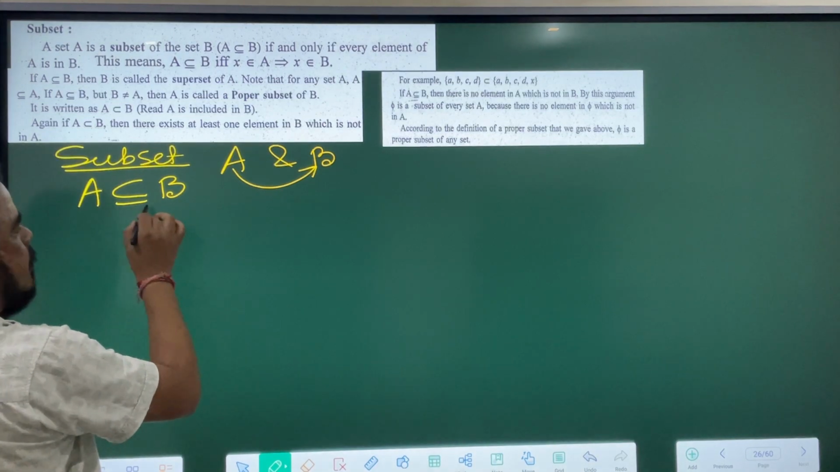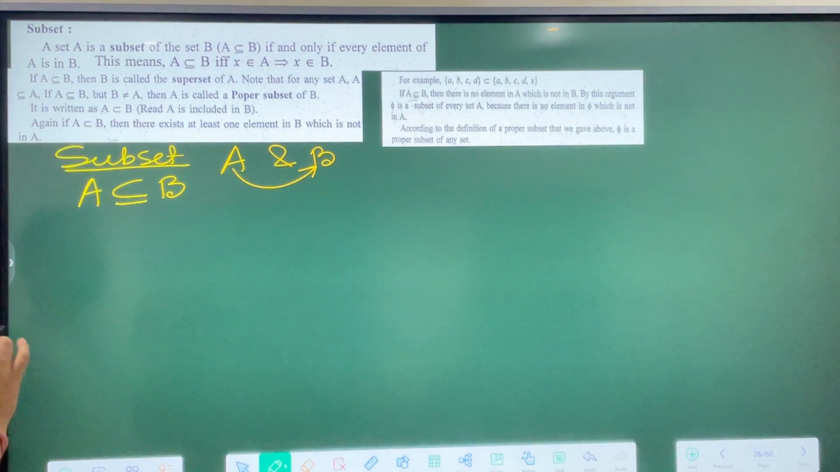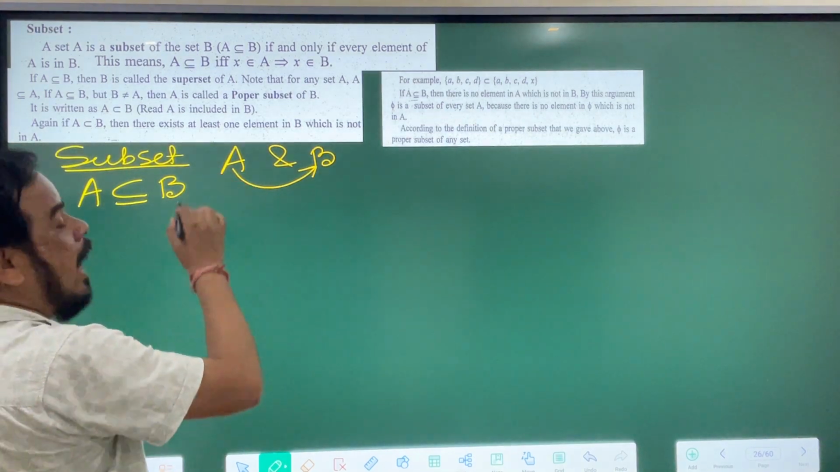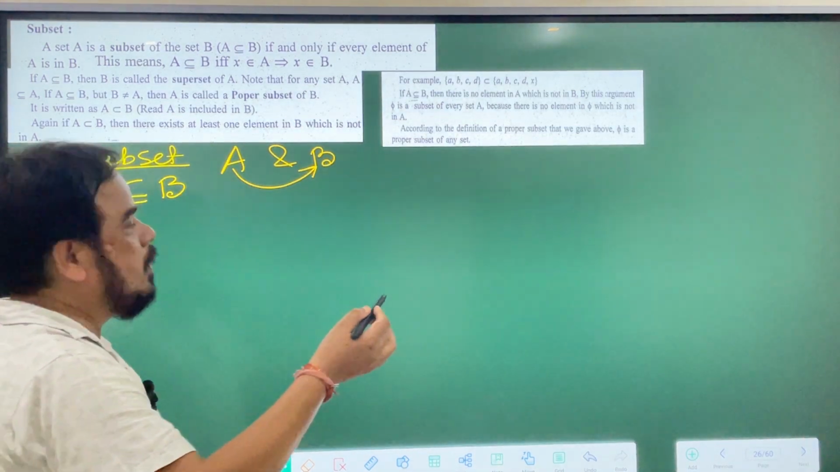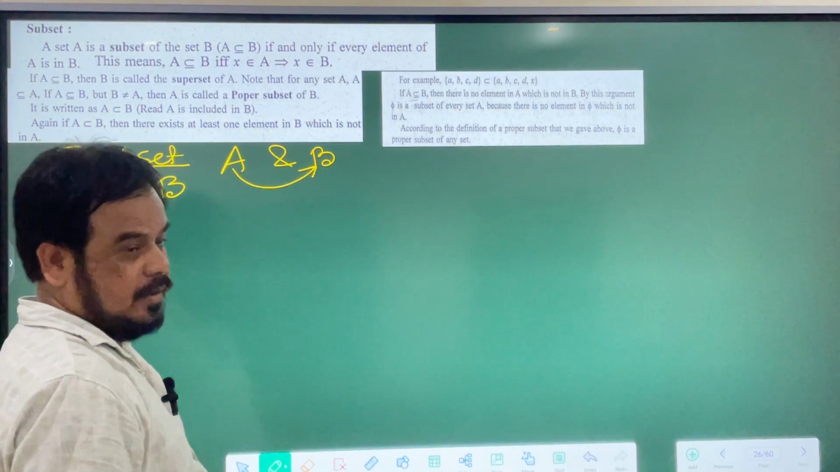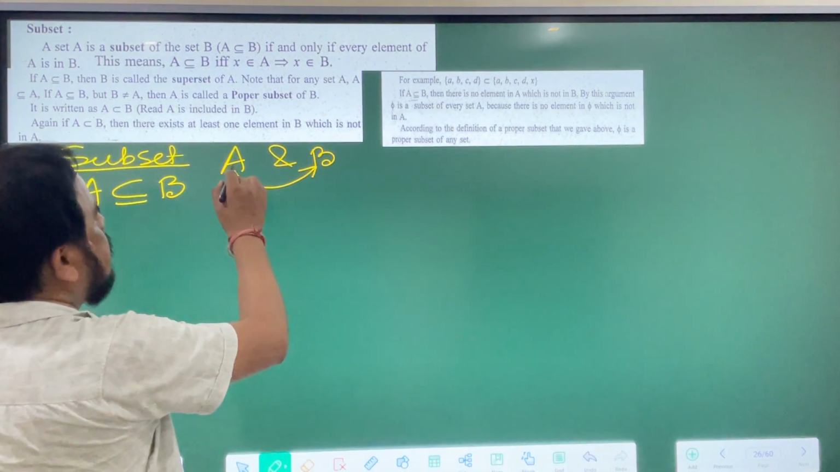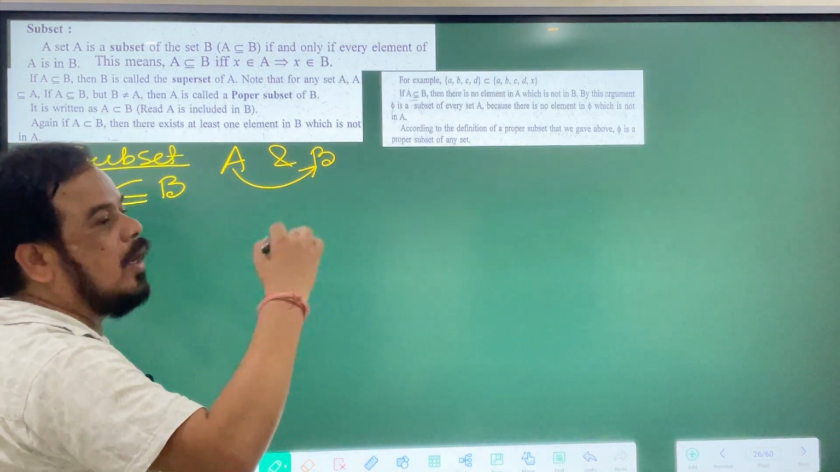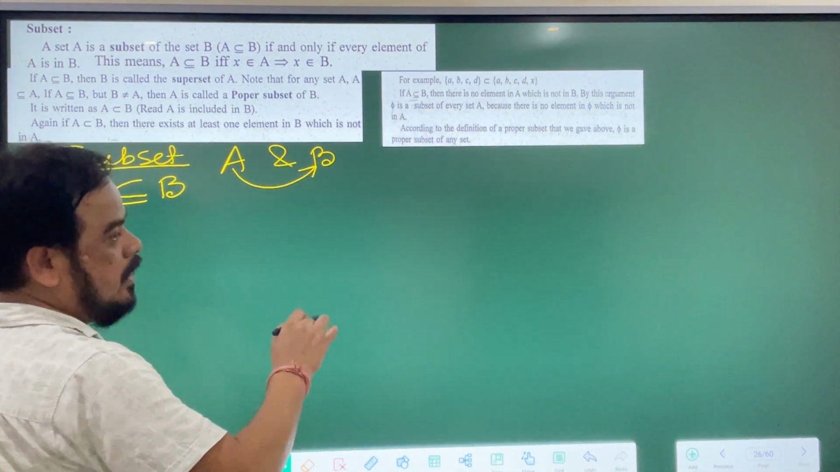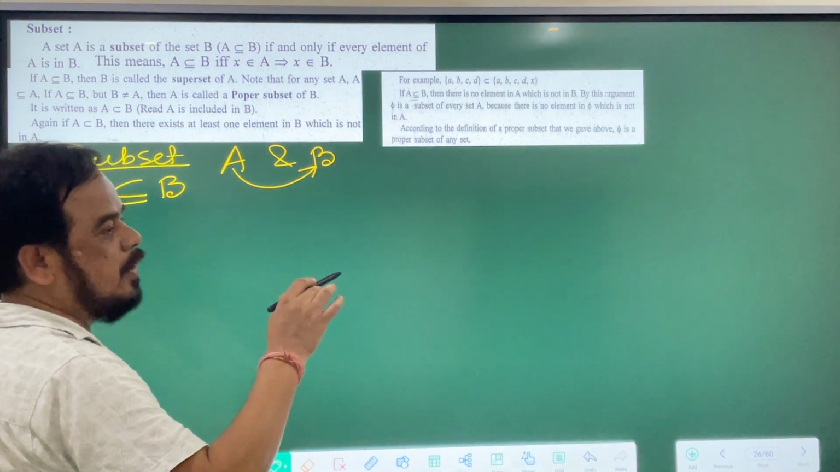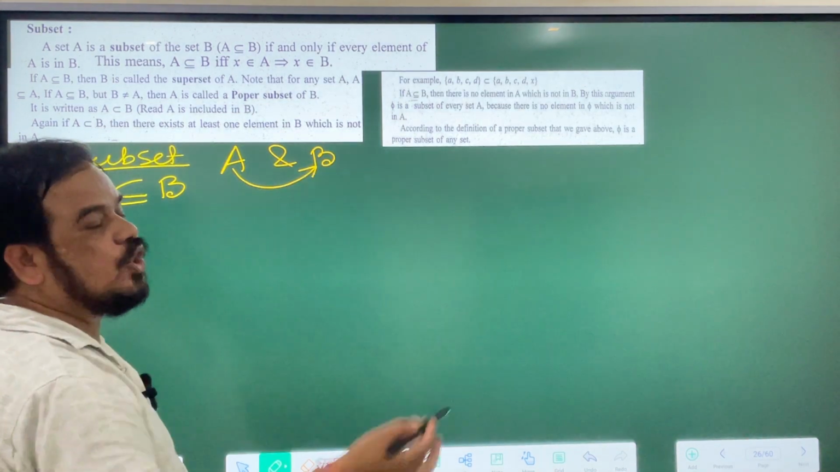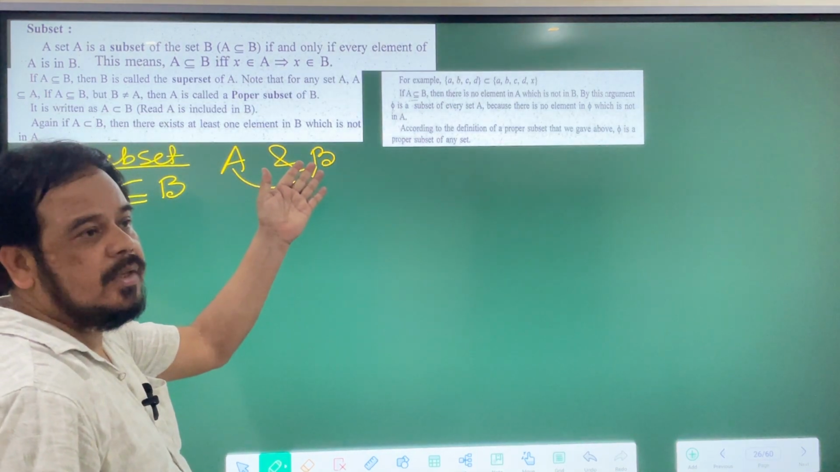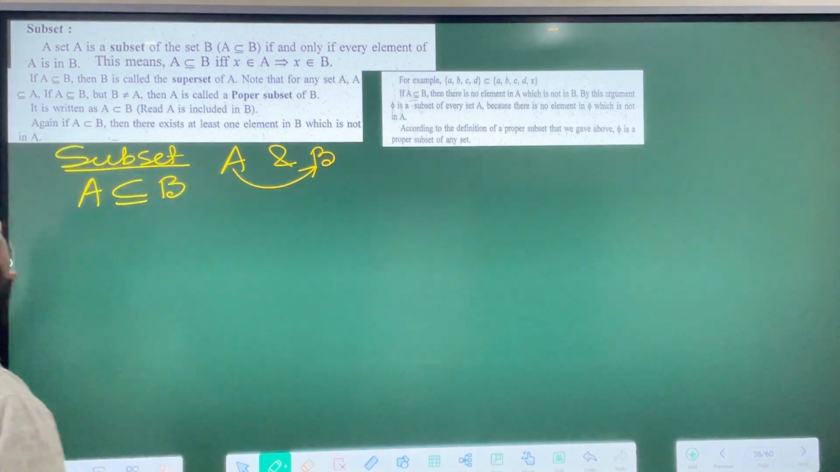This is the symbol of subset. All the elements of A are in B. Suppose A has 100 elements, 1 to 100, and B has 1 to 200. A is a set in which elements are natural numbers 1 to 100. B is also a set in which elements start from 1 and end at 200. So all the elements of A are present in B. So A is called a subset of B. It is very simple.